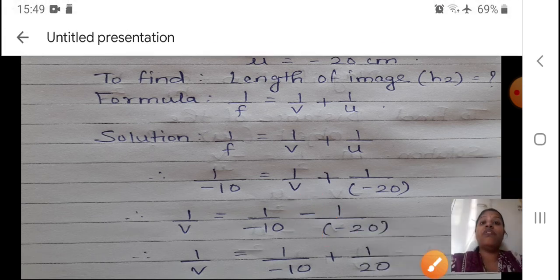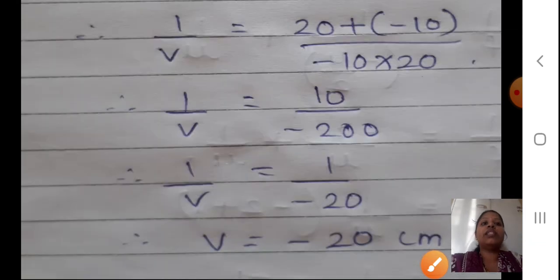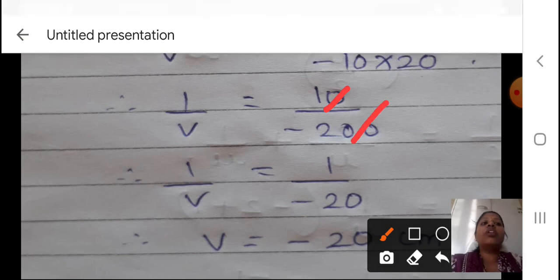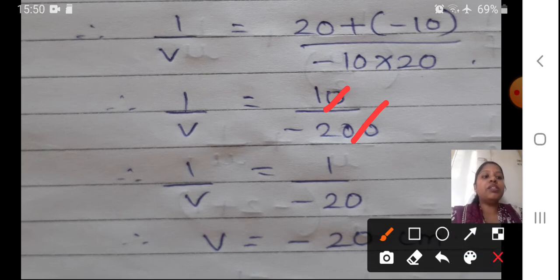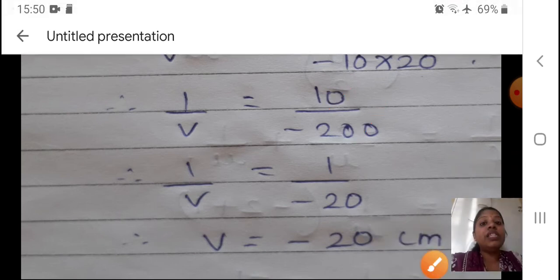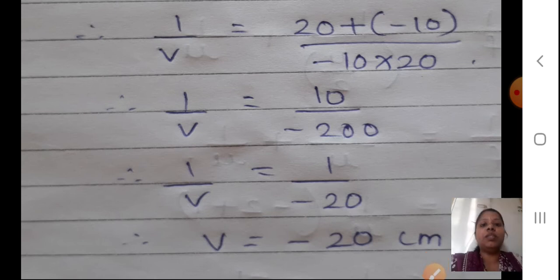Now we will proceed students. Now the next, 1 upon v is equal to 20 minus 10 upon minus 10 into 20. When you cross multiply, you get it in this way. So 1 upon v is equal to 10 upon minus 200. 1 upon v is equal to, now this 0 and this 0 got cancelled, you will get 1 upon minus 20. When I do the reciprocal, students, what I am going to get is v is equal to minus 20 centimeter. Is this clear, students?